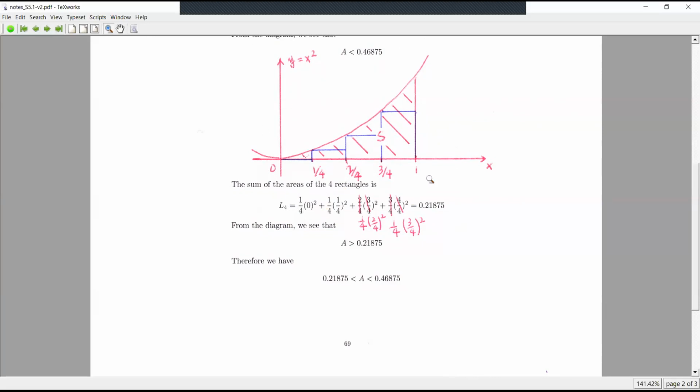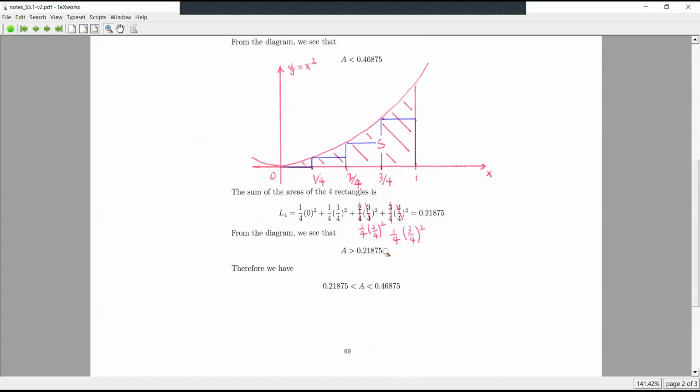From this diagram, the region S clearly lies above the 4 rectangles. Therefore, the area of the region A is greater than the sum of the areas of these 4 rectangles. That means A is greater than this number. This number is a new lower bound for A.